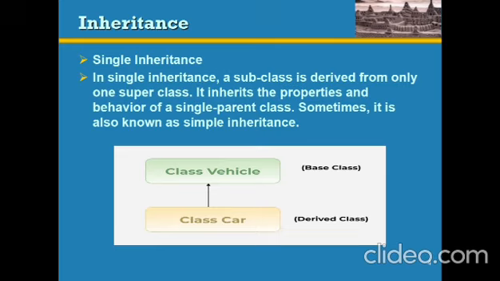For example, Vehicle is a base class and Car is a subclass. Vehicle is the superclass, and Car is the subclass. In general, we take A as a base class and B as a derived class. So B inherits A.